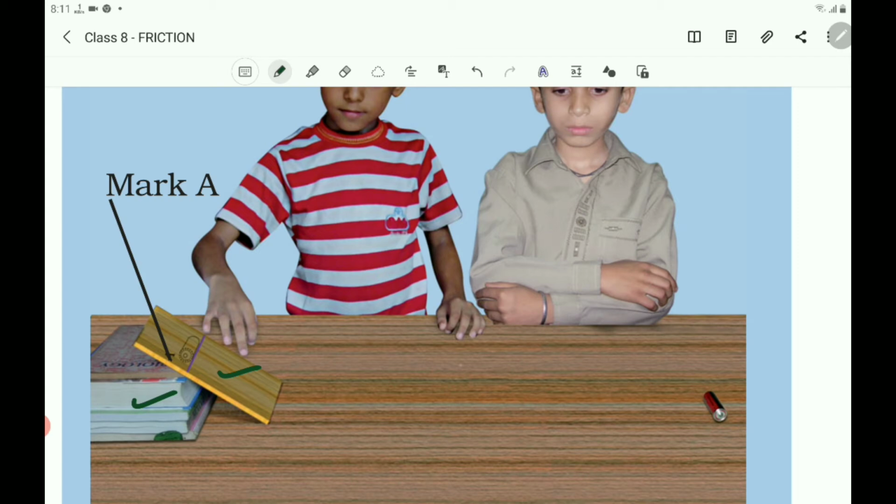And put a mark with a pen at any point on the inclined plane. Here you put a mark.